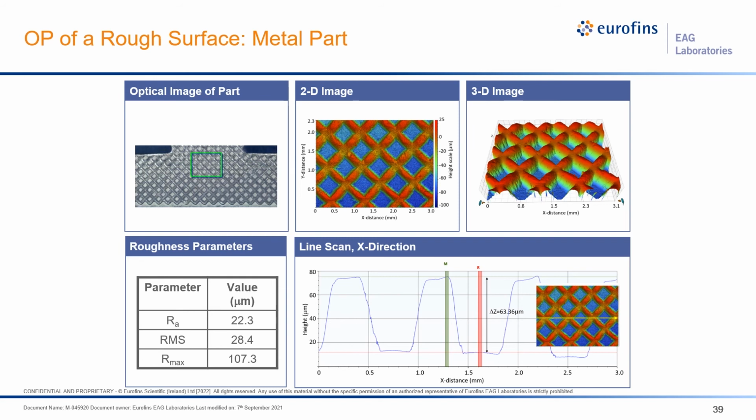It's possible to calculate the same roughness statistics and also generate line profiles to measure critical dimensions. Here we show that the height of the weave is about 64 microns. I'd like to point out the imaging scale, which is 3 millimeter by 2 millimeter, which was generated by stitching together a few smaller images. This size image would not be possible by AFM. The Z-scale also far exceeds what's possible with AFM.